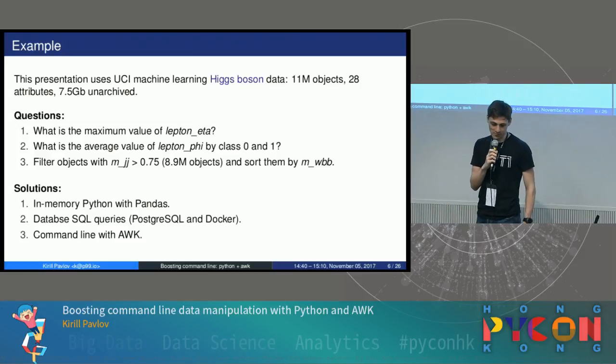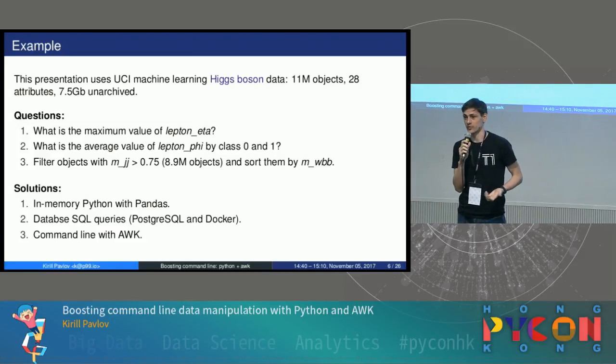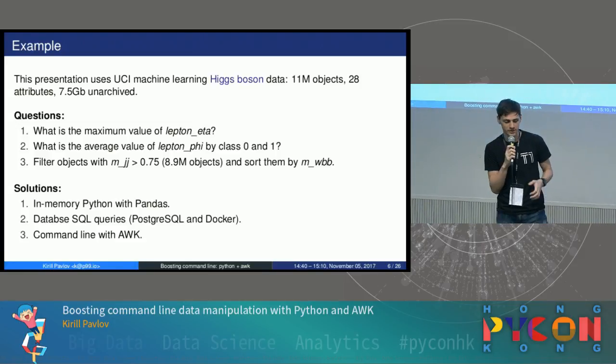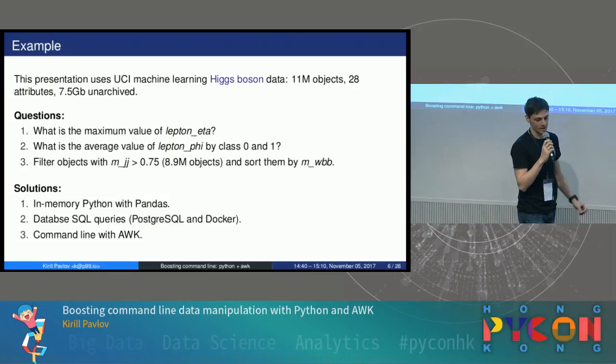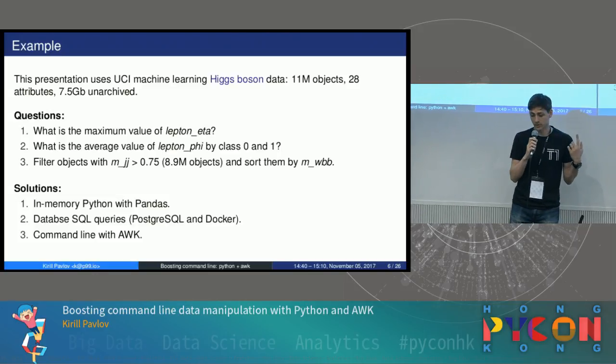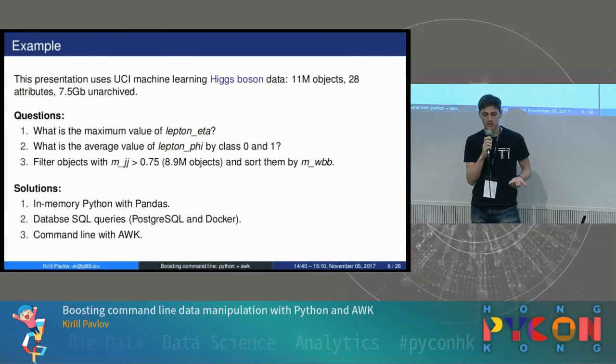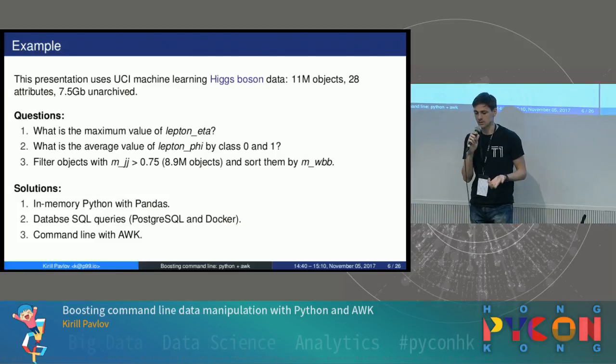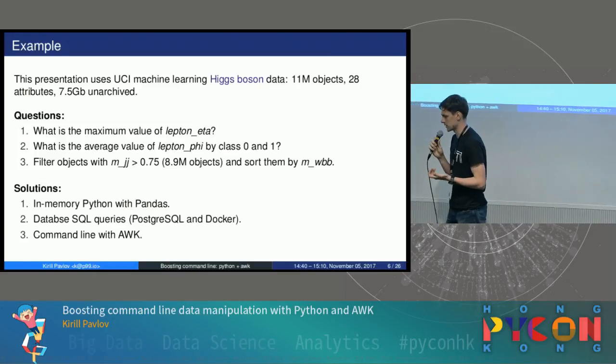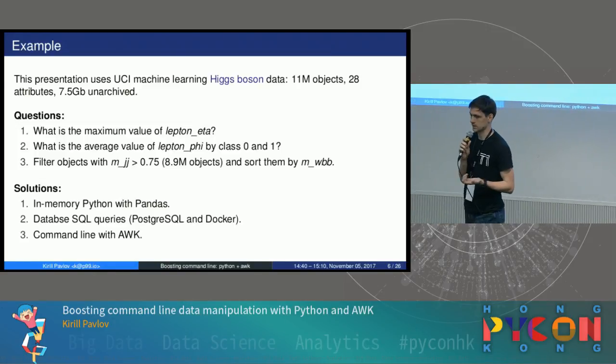And I found 3 questions, which we might have all the time once we work with data. Just simple, random questions, okay? So what's the maximum value of one of the columns, lepton eta? What's the average value of one column by class? There are only 2 classes, 0 and 1. And the other idea is, could we filter the whole data set with some parameters? There would be about 9 mil objects, and sort, right? And just think about how would you do that if you had this kind of task?